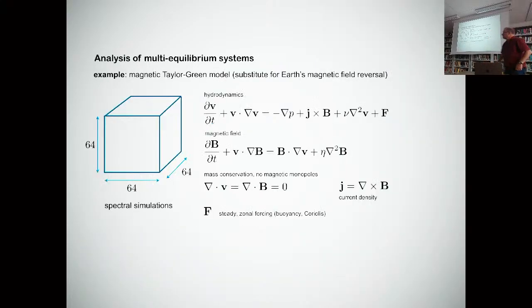Okay, all right. So this is our model here. We have the magnetic Taylor-Green model. So we have the Navier-Stokes equations, the hydrodynamics, and then we have a magnetic field that we add on, and the two are linked. So this is mass conservation: div u is 0, div v is 0, and we have no magnetic monopole, so div b is also 0. And then we're going to link the two, and we're going to simulate that in a triple periodic 64 cube box. This is the part that Yannick is doing.